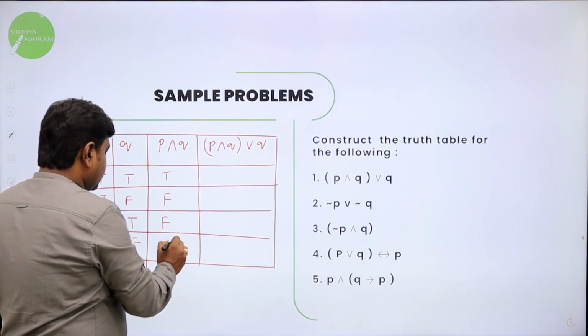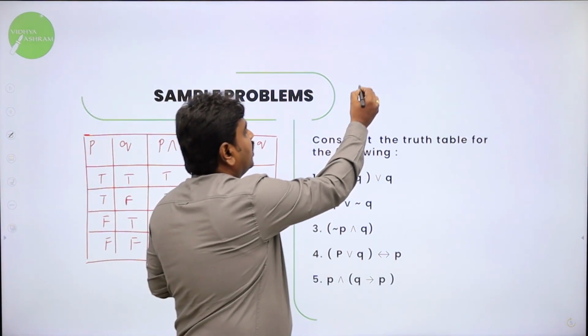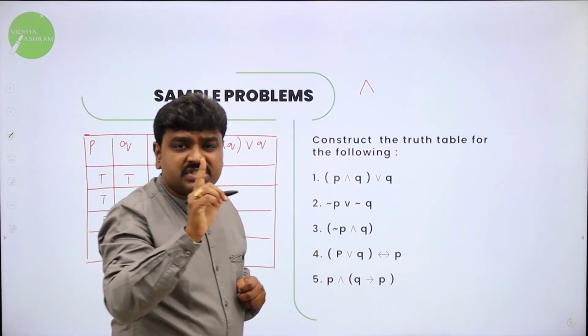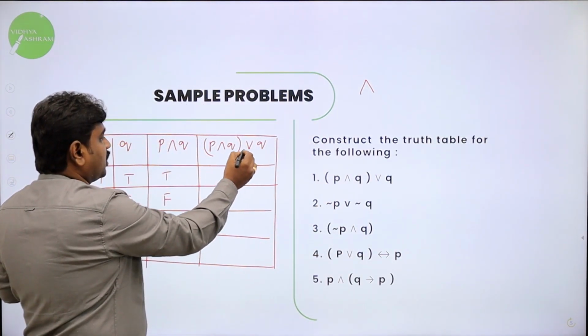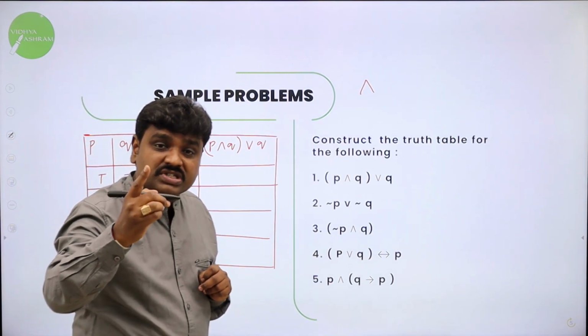False, false, result is false. I'm using the operation AND. All of you know AND means what? If any one statement is false, result is false. Now then OR means what? If any one statement is true, result is true.